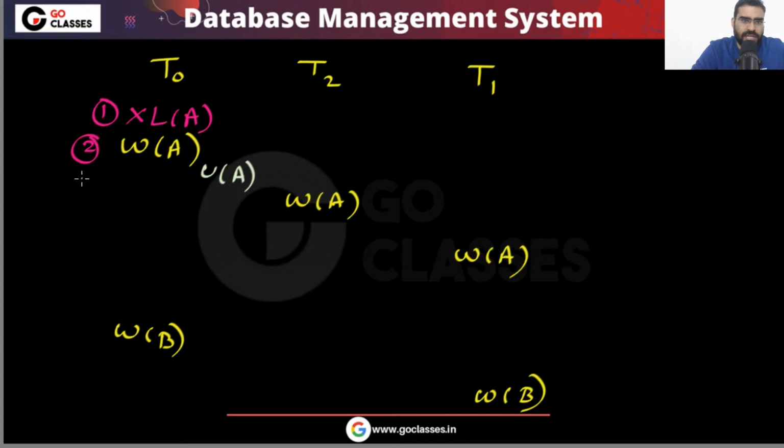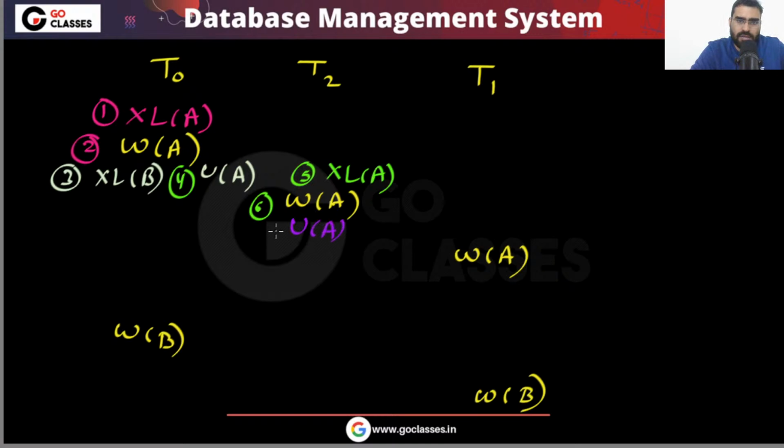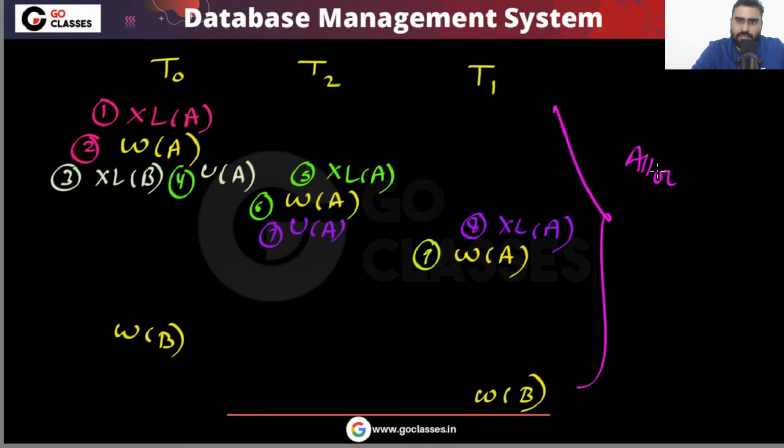So what you can do is take a lock on B before this. For example, you can take an exclusive lock on B and then you can unlock A. And then you can take an exclusive lock on A and then you can do this operation. Then you have to unlock. Okay, no problem. You can unlock A. Then you can take an exclusive lock on A here. Then you can do this operation. After that, you can perform this operation. So this is actually allowed by 2PL.